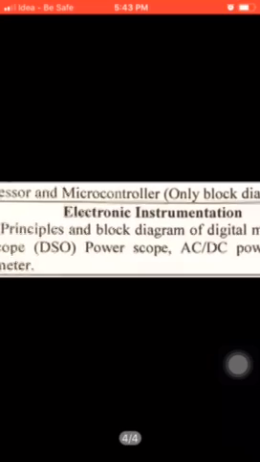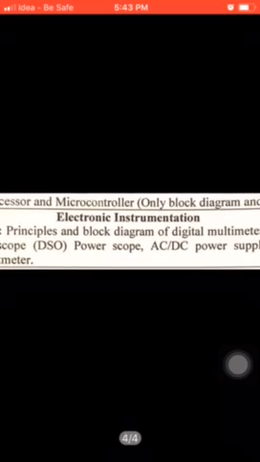Hello everyone. As you all are aware, we have already completed unit number 5, which is based on sensors and transducers, and we are also done with unit number 6, which is based on electronic communication. So the only unit that is left is unit number 4 now. This unit number 4, as you can see, is based on electronic instrumentation.